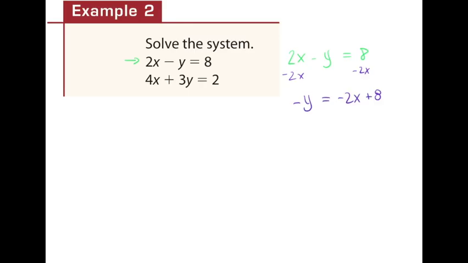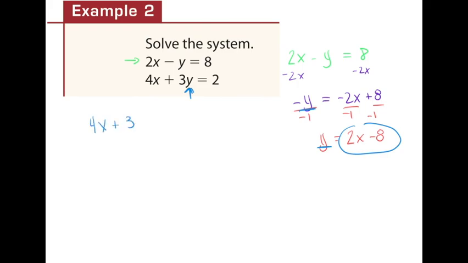And then dividing by the negative 1. So I have y equals positive 2x minus 8. Now I have one of them by themselves, okay? So now I can take this and I can plug it in for y. That's what I got by itself, was the y. So you go to the other equation and you plug that guy in.